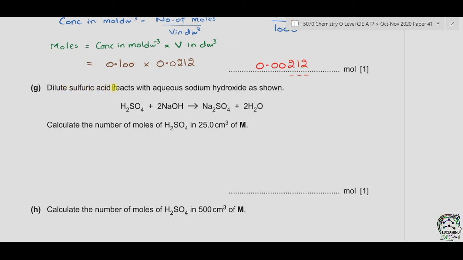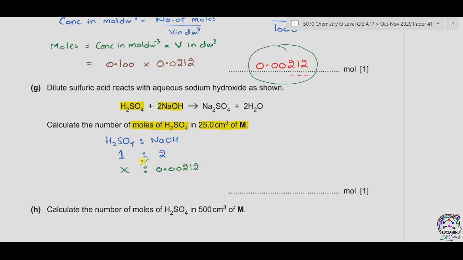G. Dilute sulfuric acid reacts with aqueous sodium hydroxide as shown. We have 1 mole of sulfuric acid that reacts with 2 moles of sodium hydroxide to form salt and water. Calculate the number of moles of sulfuric acid in 25 cm cube of M. From the balanced chemical equation we can write sulfuric acid ratio sodium hydroxide. So for 1 mole of sulfuric acid we have 2 moles of sodium hydroxide. So for 0.00212 moles of sodium hydroxide, the number of moles of sulfuric acid can be found.